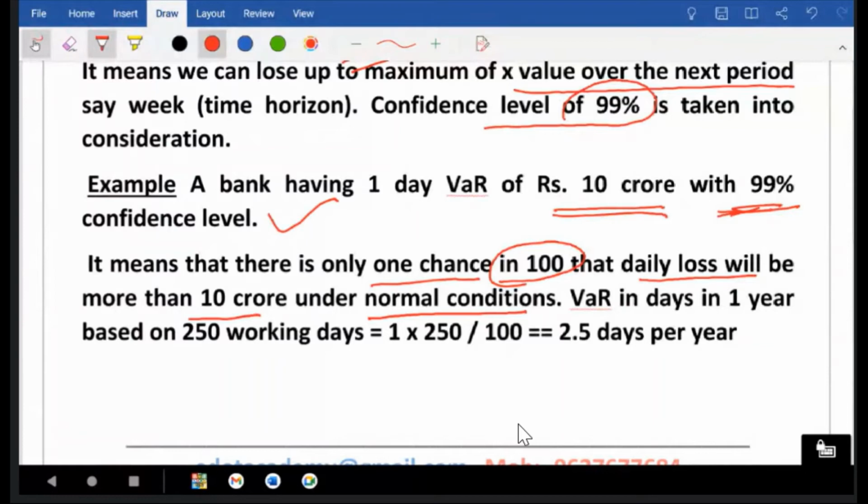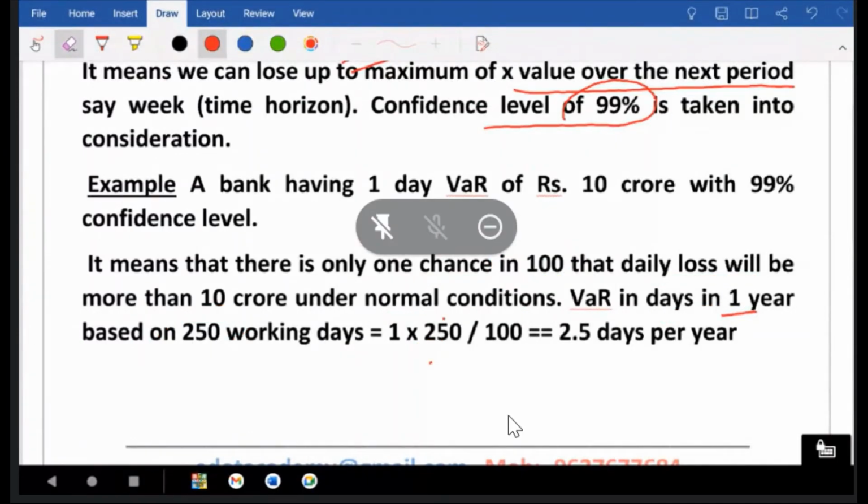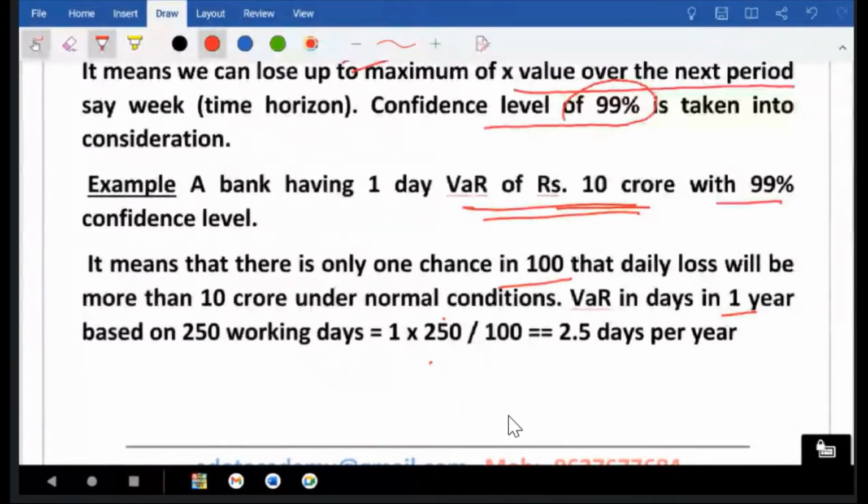Now if you want to calculate VaR for the whole year, where 250 working days are there, because for 1 day it was 1%. I'll repeat once again here. That means the bank is having 1 day as a VaR, and the bank may lose rupees 10 crore with 99% confidence level. That means there is only one chance in 100 because the confidence level is 99%. So there is 1 out of 100 chance that the daily loss will be more than 10 crore under normal conditions.